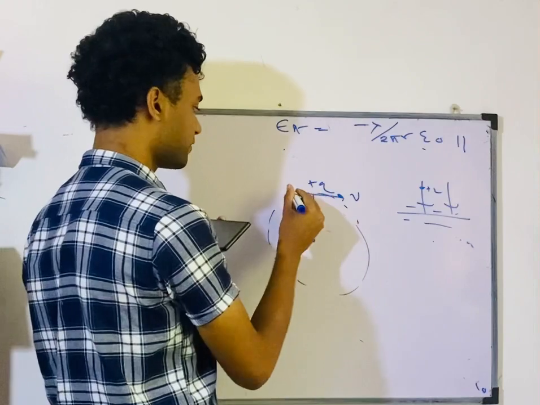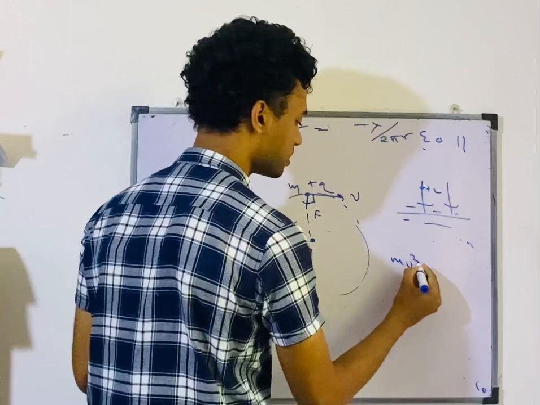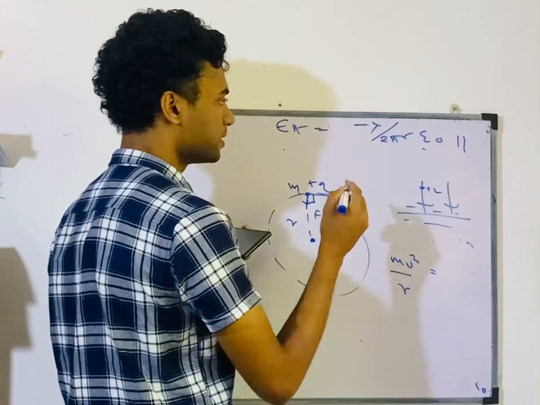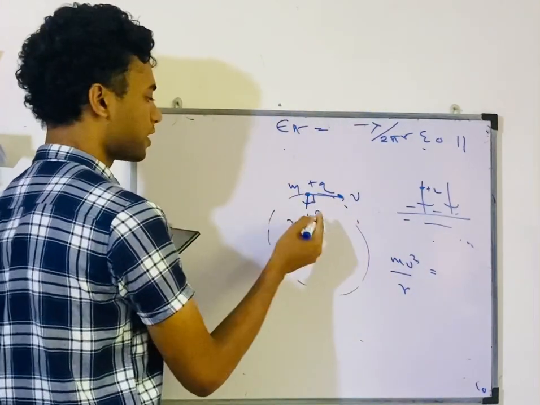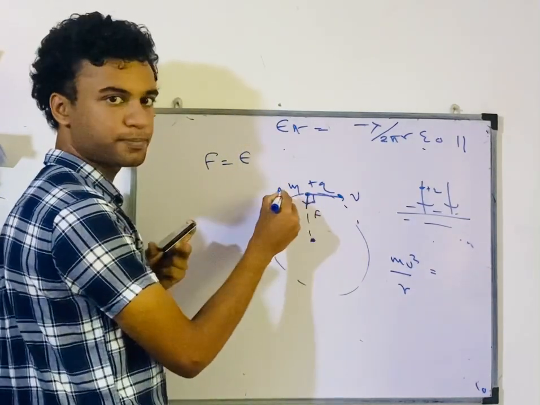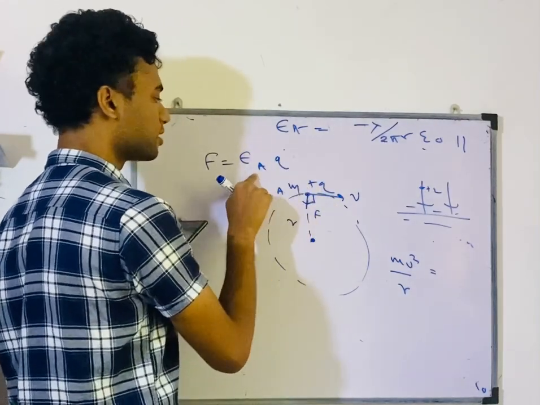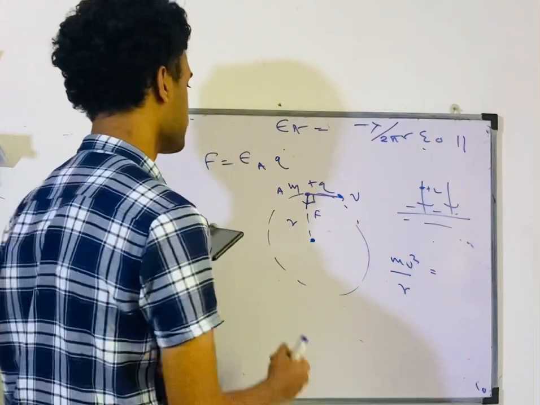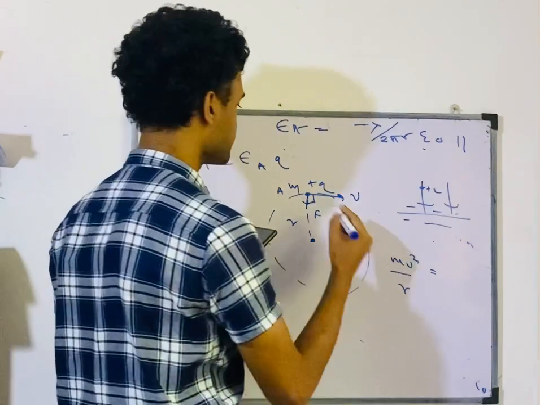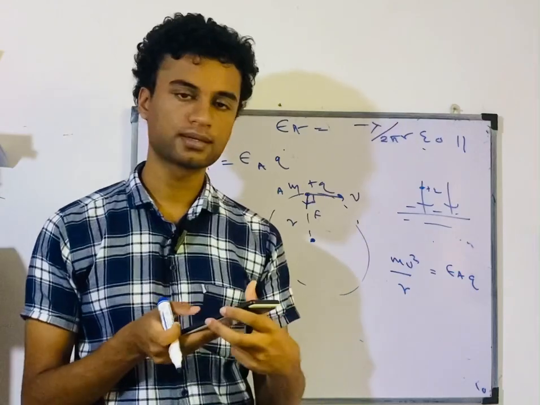If it has a velocity v, and if its mass is m, I can say what? Centripetal force is equal to what? mv squared over r. That should be equal to what? The electric force exerted. Now, F is equal to what? Electric field intensity at that point A. Remember the point A? Electric field intensity at point A times my charge Q gives you the force that's experienced by the mass m having a charge plus Q. And I can say this is equal to EAQ.